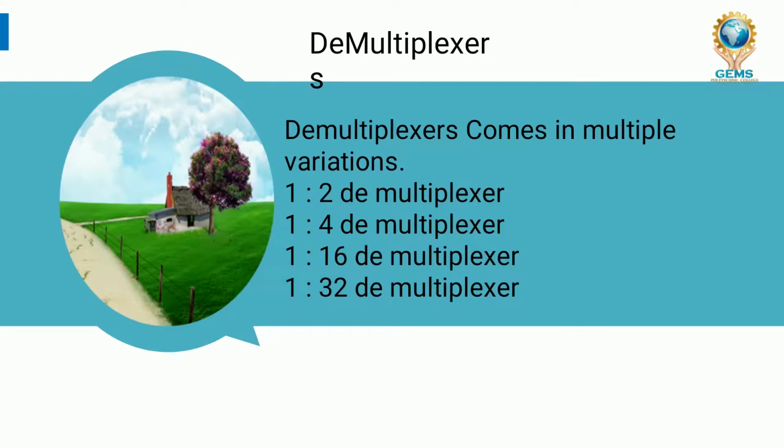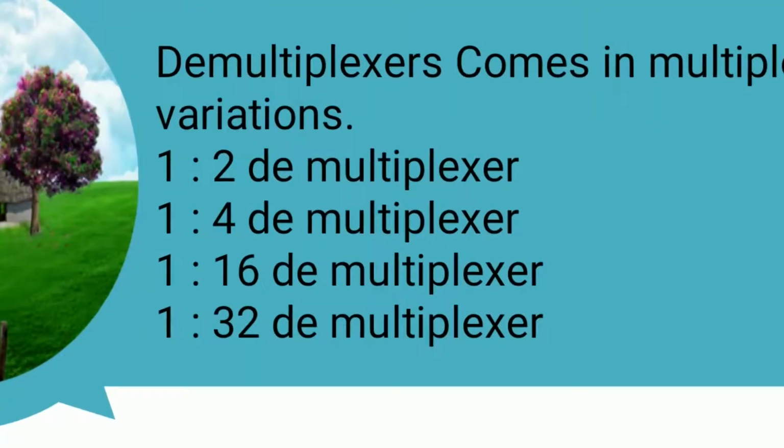Multiplexer will take multiple inputs and give only one output. But demultiplexer will take only one input and give multiple outputs. Simple thing: if it is a multiplexer, multiple inputs, one output. If it is a demultiplexer, single input, multiple outputs.